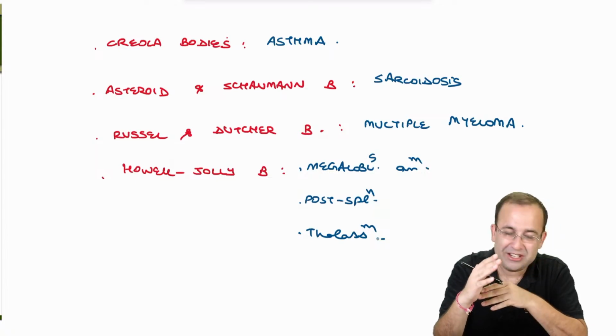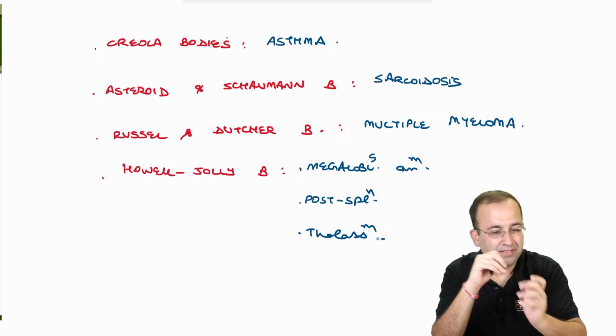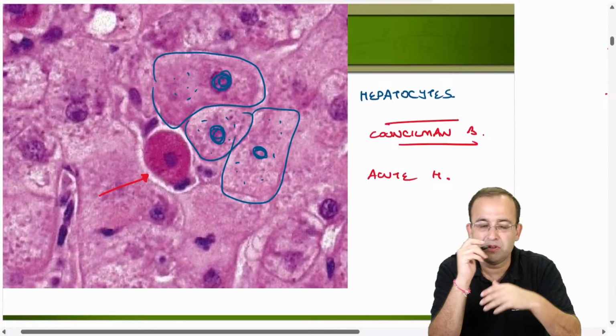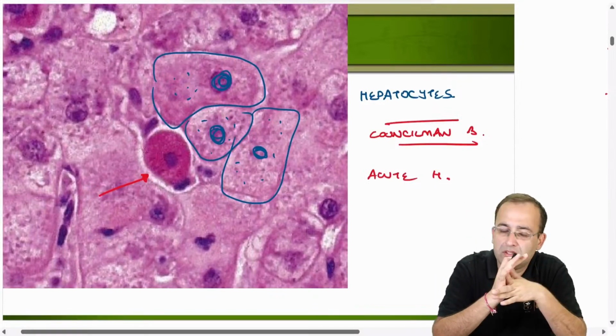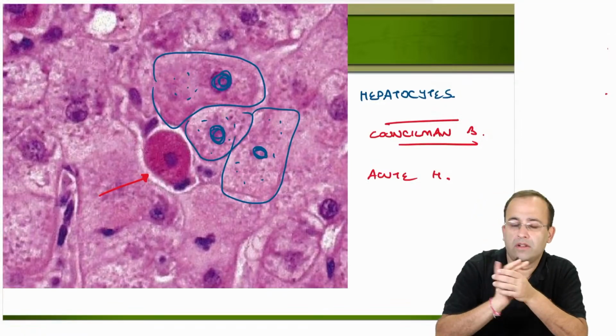So these were the list of bodies which we commonly see in pathology. Next point. Coming back to this, apoptosis of hepatocytes, that is Councilman bodies, seen in acute hepatitis.